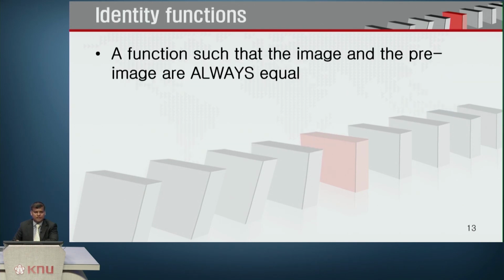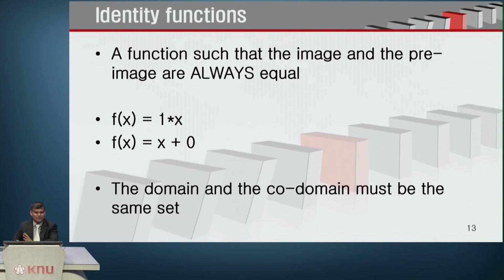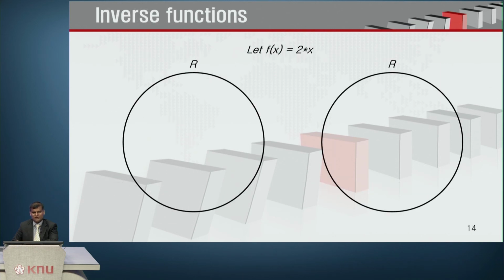A function such that image and pre-image are always equal. For example, f of x is 1 times x, f of x is x plus 0, and here the domain and codomain must be the same set, that's X. And here's an example of an inverse function. Well, we will talk more about the inverse function in the next part, but I just want to explain the basic definition of the inverse function.